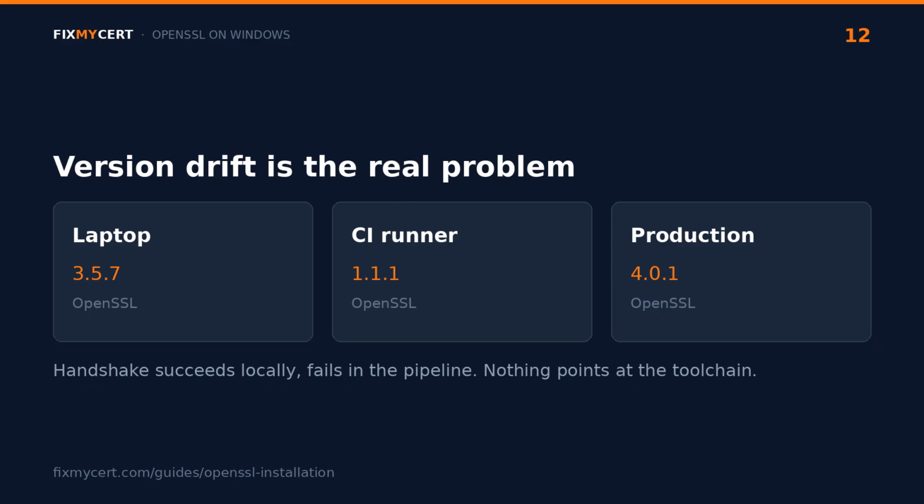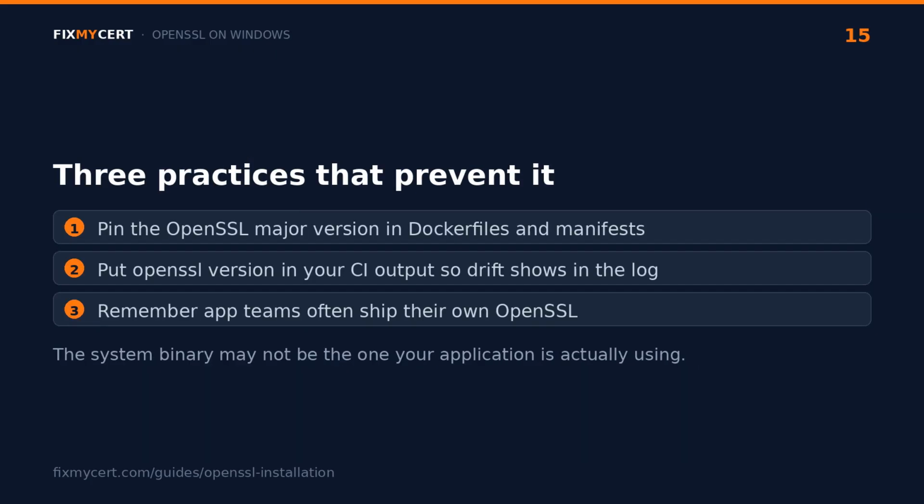So your team ends up burning precious hours analyzing the certificate itself instead of realizing that the underlying toolchains are just totally mismatched. To combat this mess, there are 3 core practices you really need to adopt. First up, always pin your OpenSSL major versions in your manifests and Dockerfiles, basically anywhere TLS behavior is sensitive. Second, output the OpenSSL version right at the top of your CI pipeline logs. This makes drift instantly visible rather than something you have to guess at later.